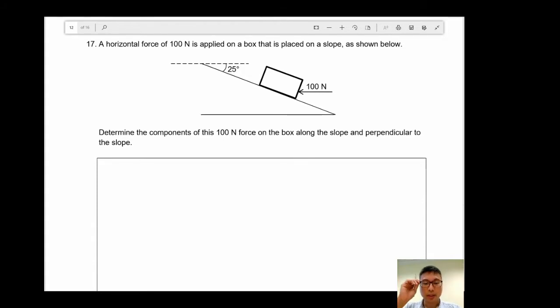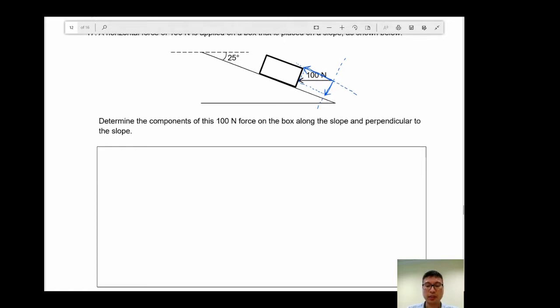Okay, now let's take a look at question 17. Determine the components of the 100 Newton force along the slope and perpendicular to the slope. Once again, the first thing we need to do is draw the axes. So here is along the slope, here is perpendicular to the slope. And then we draw the box. This is a box with the 100 Newton force as the diagonal. So where are the two components that we need? Now, this component here is the one we need, and this component here is the one we need. Now don't forget to draw the arrowheads for the component this way and this way.